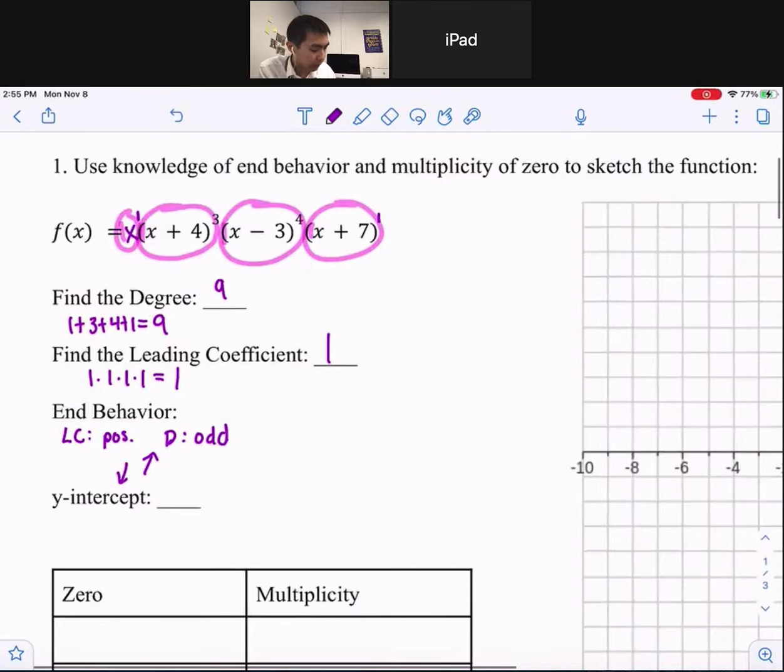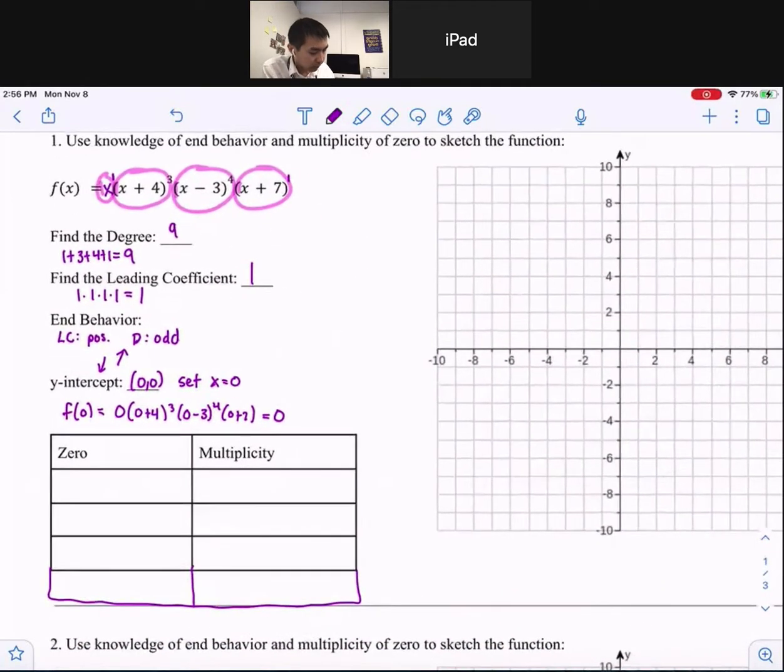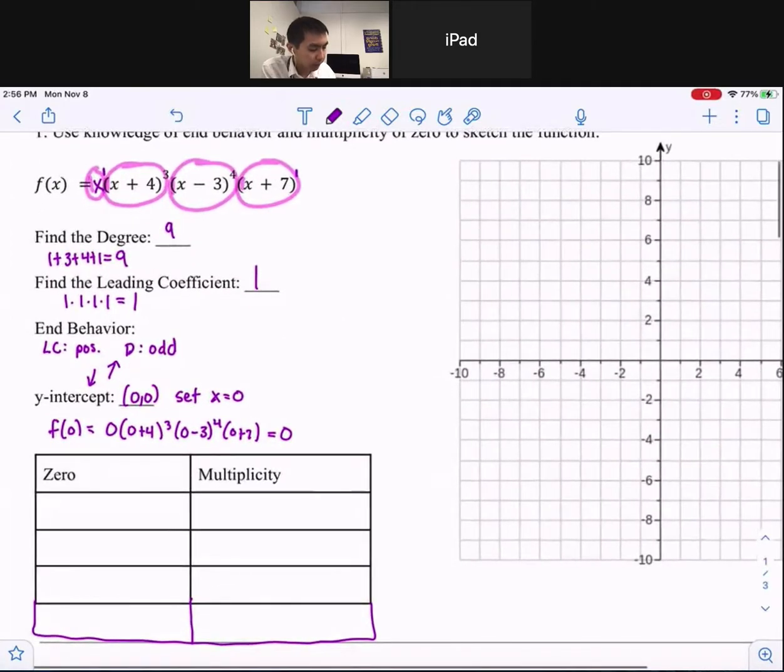And for your y-intercept, you set x equal to 0. So everywhere you see an x, it now becomes a 0. Ultimately, you're going to multiply this 0 to everything. So 0 times everything is just 0. So the y-intercept is 0, 0. Now, to find your zeros, you have to find what is 0 for each one of your factors.